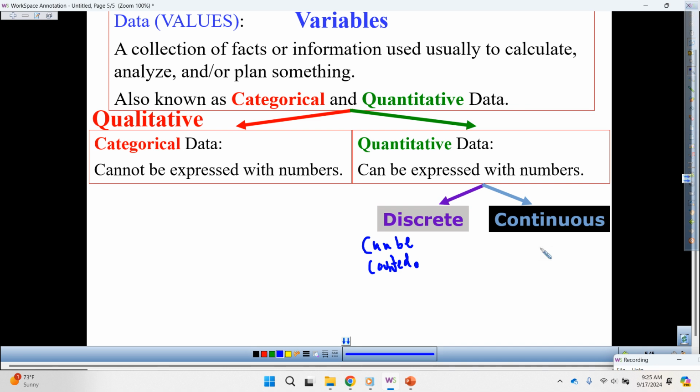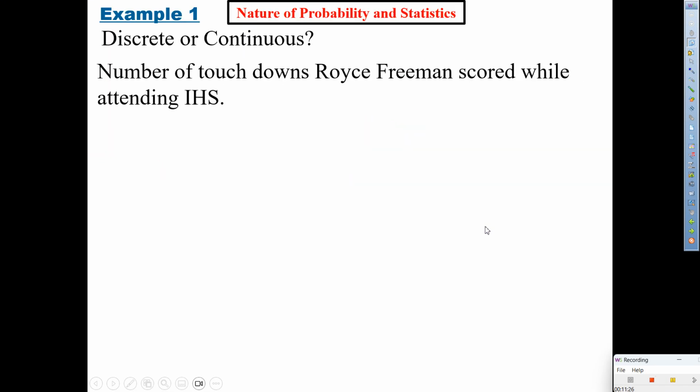Anyways, so we're going to be focusing on those really quick. So once again, discrete versus continuous. Are we there? All right, let's see if we got it. Look at example 1. And it reads, is it discrete or continuous? It says, number of touchdowns Royce Freeman scored while attending IHS. Tell your neighbor if that's discrete or continuous.